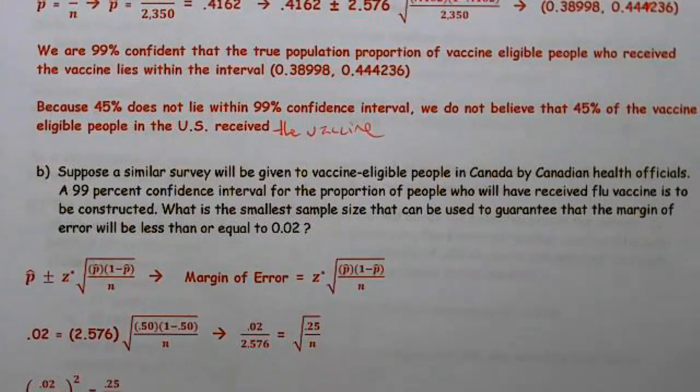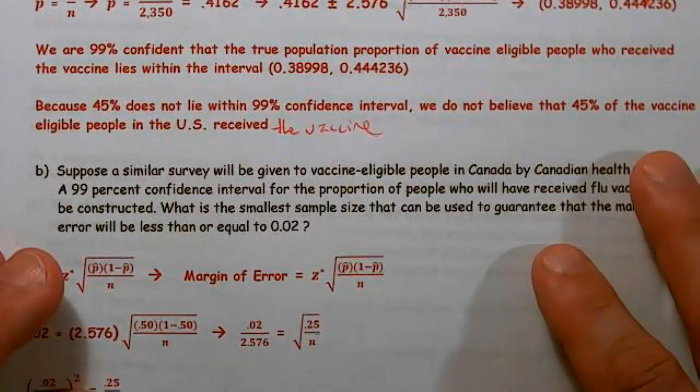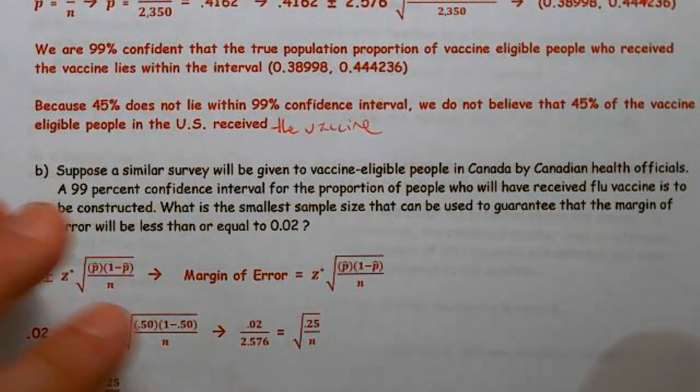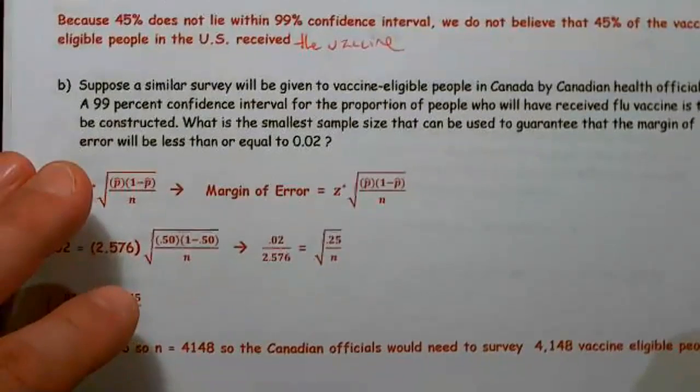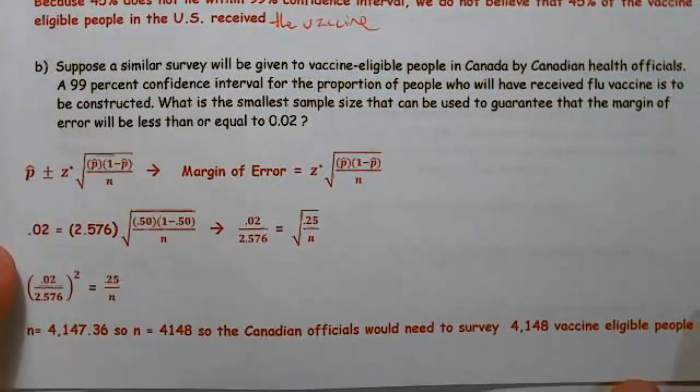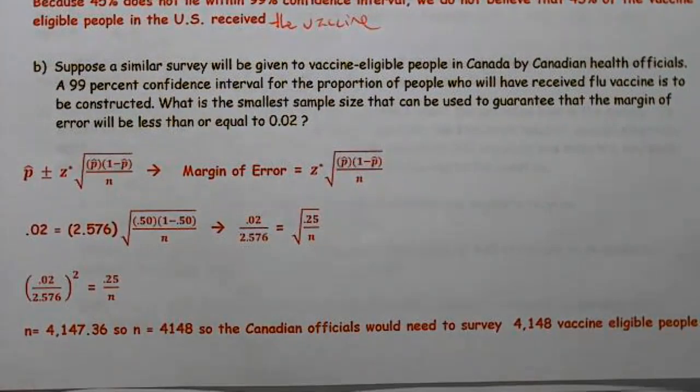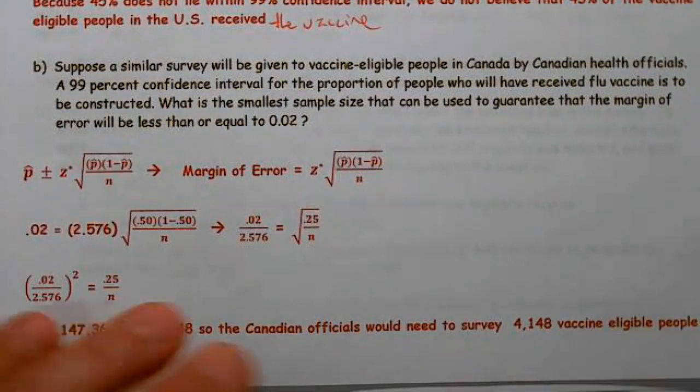Suppose a similar survey will be given to vaccine eligible people in Canada by Canadian health officials. A 99% confidence interval for the proportion of people who will have the flu vaccine is to be constructed. What is the smallest sample size that can be used to guarantee that the margin of error will be less than or equal to 0.02? Well, in this particular case, Canada and the United States are different, so they probably have different proportions of people who received the vaccine, or it's reasonable to believe that. So consequently, we don't have a starting percentage to work with.